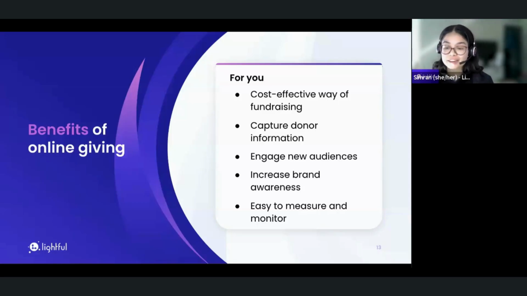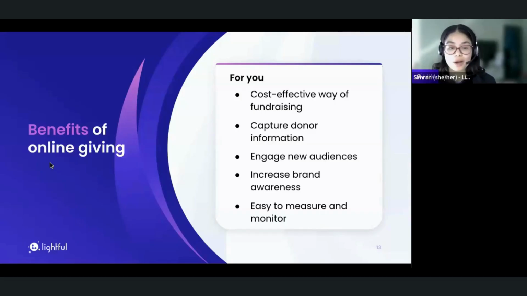And finally, online fundraising is easy to measure and monitor. You can see results in real time, understand what's working, and adjust quickly to improve performance. So, really, online giving is a win-win and it makes giving easier and more rewarding for donors. And at the same time, it gives your organization powerful tools to grow, engage, and sustain support. And that's why investing in digital isn't just smart, it's essential for lasting impact.